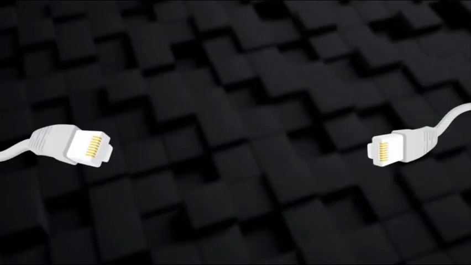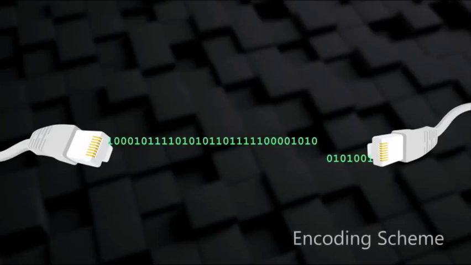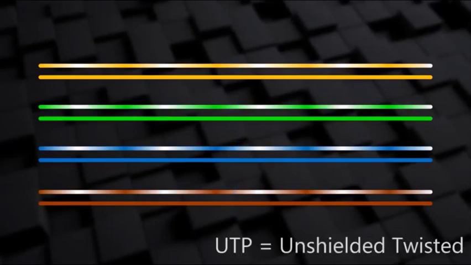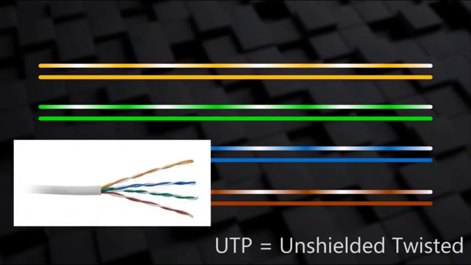Electrical cables use electrical signals. These are a pattern of 1s and 0s. The receiver needs to decode this pattern. The pattern is called an encoding scheme. To send electrical signals, a circuit is needed. This means that electrical cables need to contain several wires. The most common copper cable is called unshielded twisted pair, or UTP. Modern UTP cables contain 4 pairs of wires, where each pair forms a circuit.